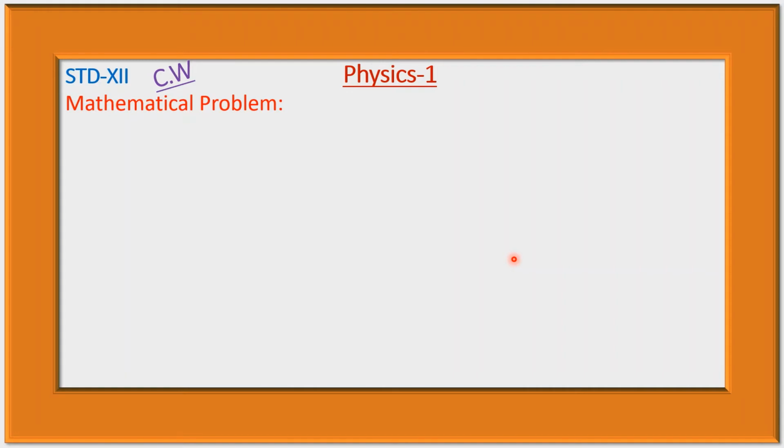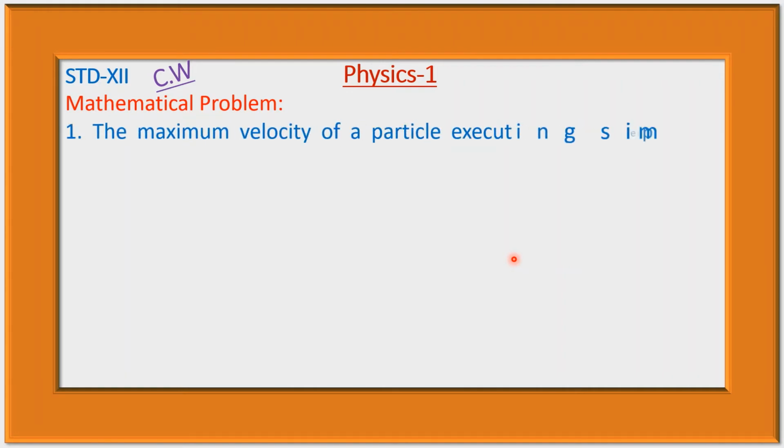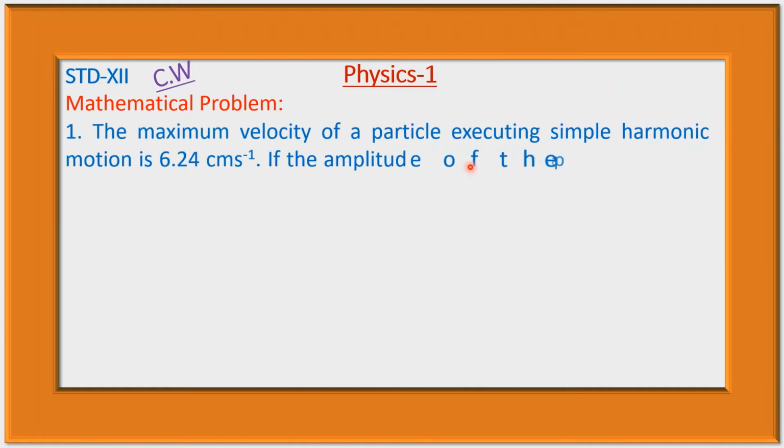Now, mathematical problem 1. The maximum velocity of a particle executing simple harmonic motion is 6.24 centimeter per second. If the amplitude of the particle is 3 centimeter, what is its time period? Here the maximum velocity of the particle is given, 6.24 centimeter per second, and the amplitude of the particle is 3 centimeter, and we have to determine its time period.